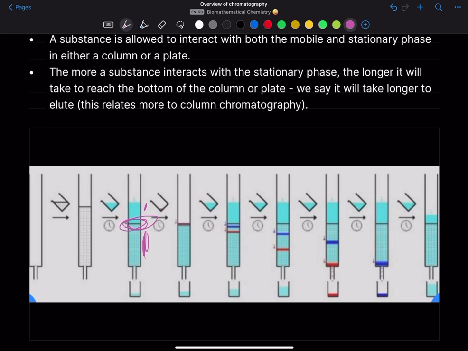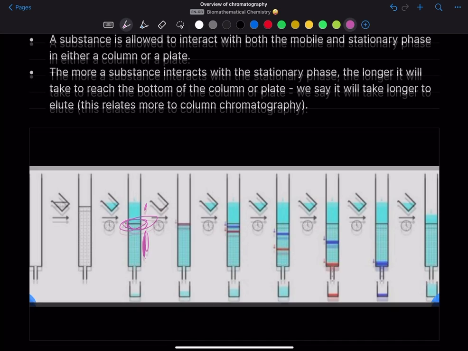I'll go through it when I go fully deep into column chromatography, but the solvent allows the different compounds in that mixture to get separated. Over time, the ones that have a stronger affinity to the mobile phase will move more quickly down the column by gravity, because they have a weaker affinity to the stationary phase, so they're less likely to get attached to it.